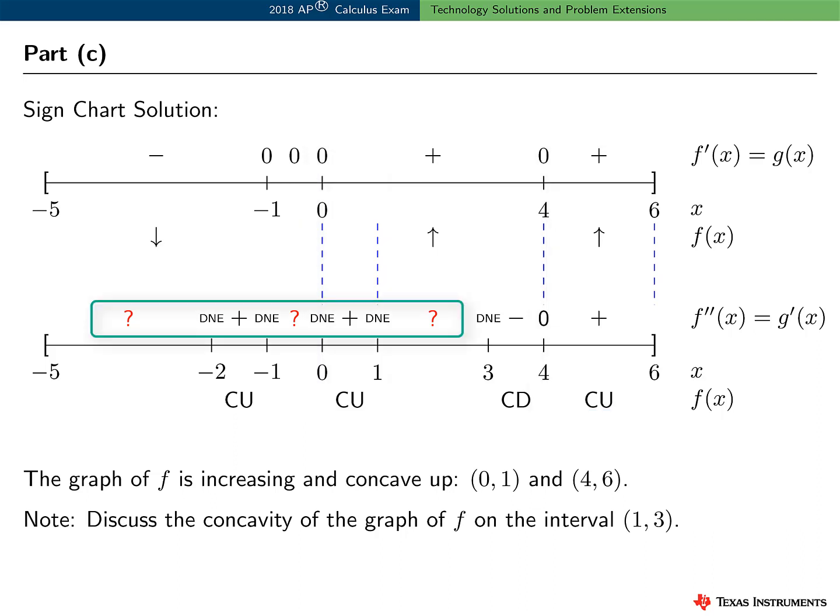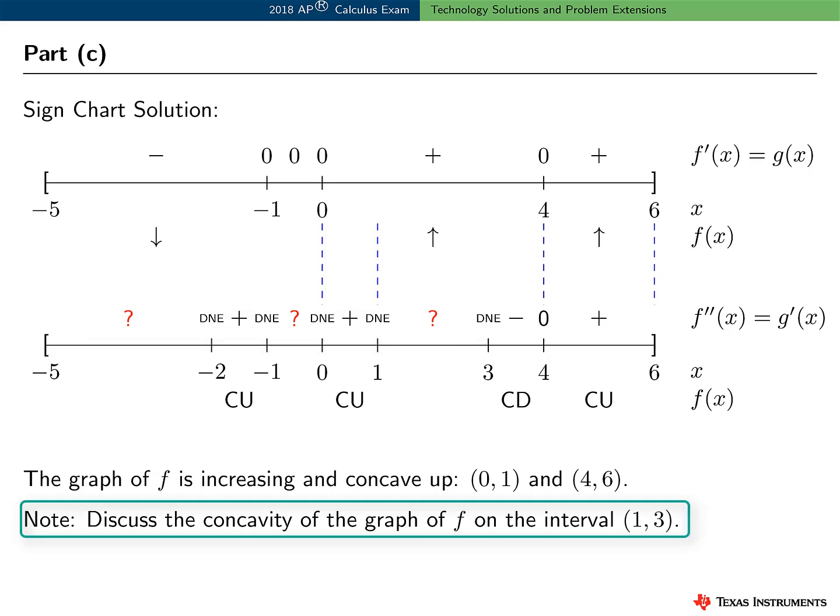Now, notice that I've placed question marks in 3 intervals on the second sign chart. I'll leave this as an open question. Discuss the concavity of the graph of f on these intervals, in particular on the interval 1 to 3. And I'll give you a hint. I think you need to consider the definition of concavity. And a graph later on in this video may help.